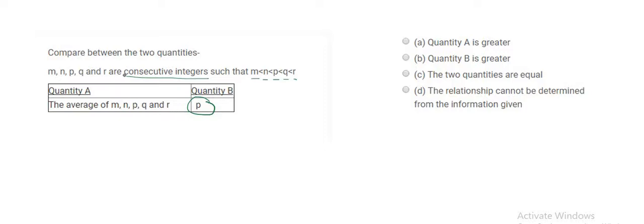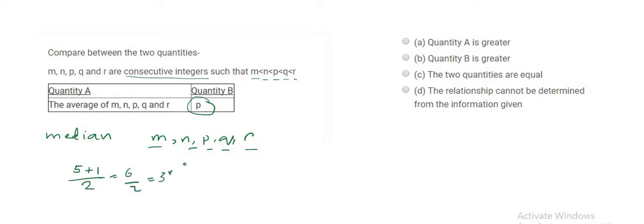Now for consecutive integers, the average is always the median. So we have to find the median for these numbers. Now if we arrange them from smallest to the biggest, we can find the integer. Now there are 5 numbers, which is odd, so obviously the median would be the (5 plus 1) by 2, or the third item, which in this case is P, and therefore we can compare with quantity B, which is equal.